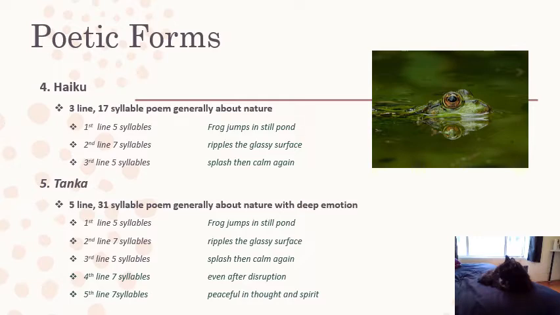Now the tanka, 5 lines, very similar to haiku. The first 3 lines follow the exact same pattern, 5-7-5 syllables. But then it adds 2 more lines that are 7 syllables each. Also generally about nature, but again, very emotive. So tankas are more of an ode than a haiku, but they don't have to be. A haiku can be quite emotional as well.